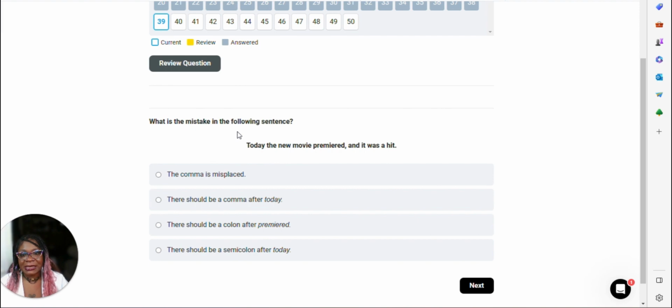What is the mistake in the following sentence? Today, the new movie premiered and it was a hit. Is it that the comma is misplaced? Is it that there should be a comma after the word today? Is it that there should be a colon after the word premiered? Or should there be a semicolon after today? I'll give you a second to think about that.